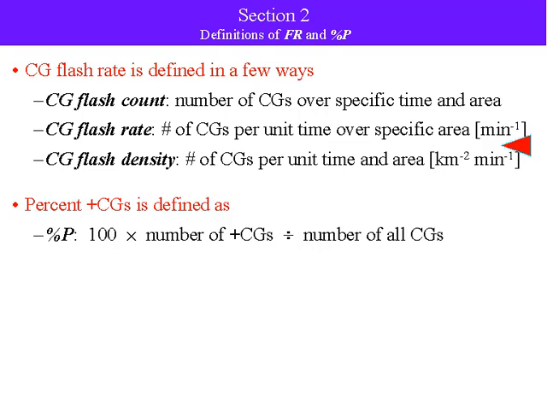And then the final one is the CG flash density, and that's simply the number of CGs per unit time and area. And the unit here would be number of strikes per area per unit time, so maybe per square kilometer per minute. And this is useful when you're looking at an area of a storm which is producing lots and lots of lightning over a very short amount of time. The percent positive CGs are defined in a different way. It would be the total number of positive CGs divided by the total number of all CGs. So it's defined exactly the way you would expect.